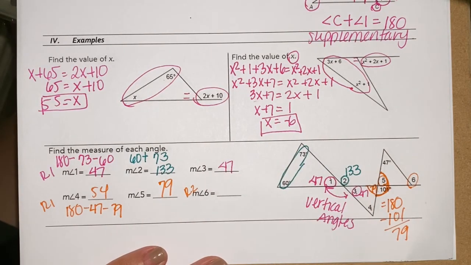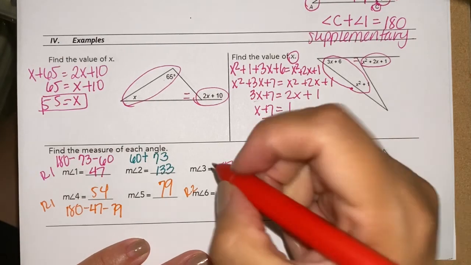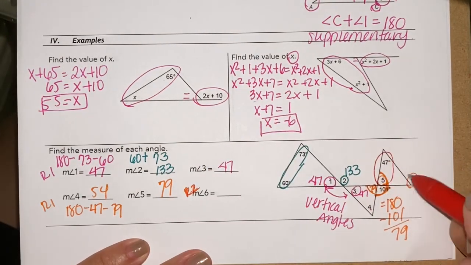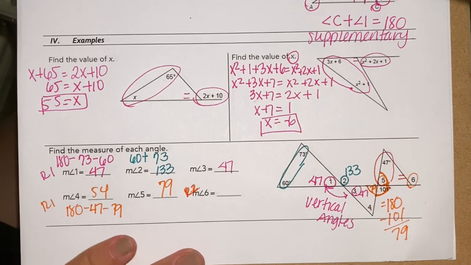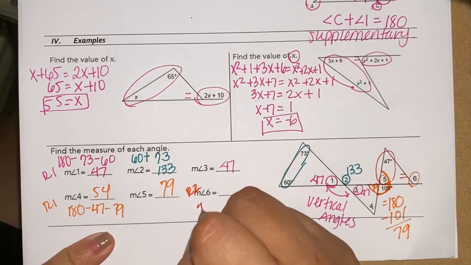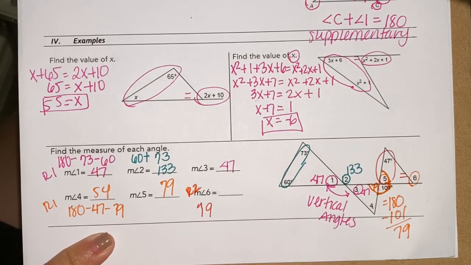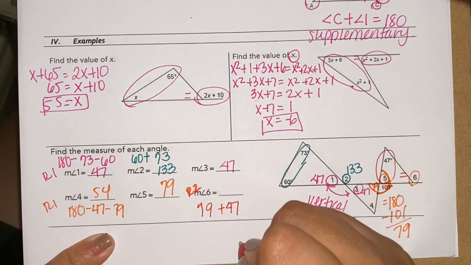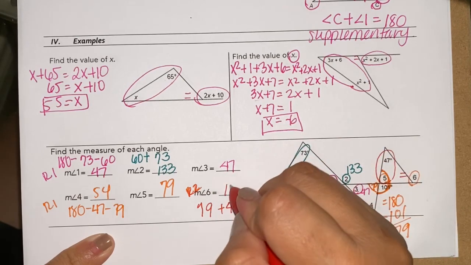And then finally, I need angle 6, which is going to be rule number 2. So rule number 2 for angle 6 is the sum of these two angles are going to equal angle 6. And that's going to be 79 plus 47. I'm going to get 126.